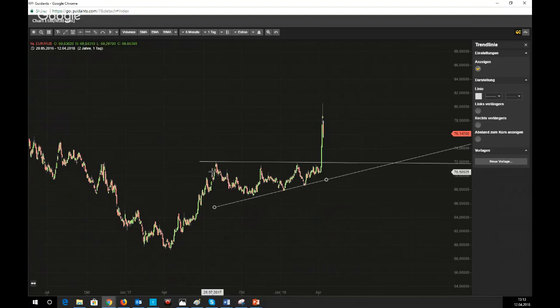So Euro Russian ruble, very exotic currency pair, nevertheless worth looking at, because I also have some thoughts on this here too. And then let's come back to the equity markets. But first of all, Euro Russian ruble.